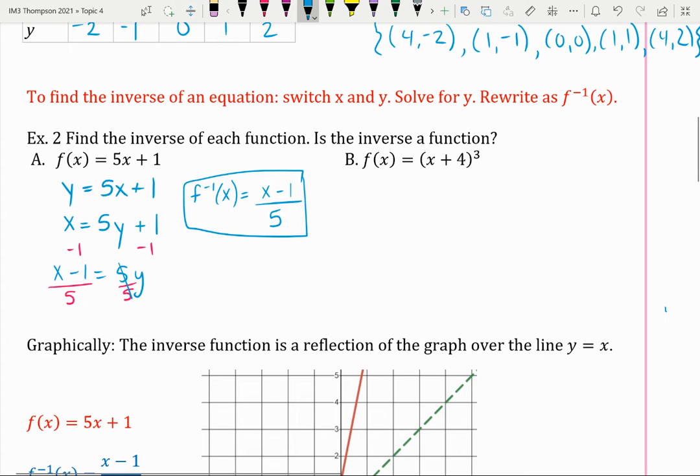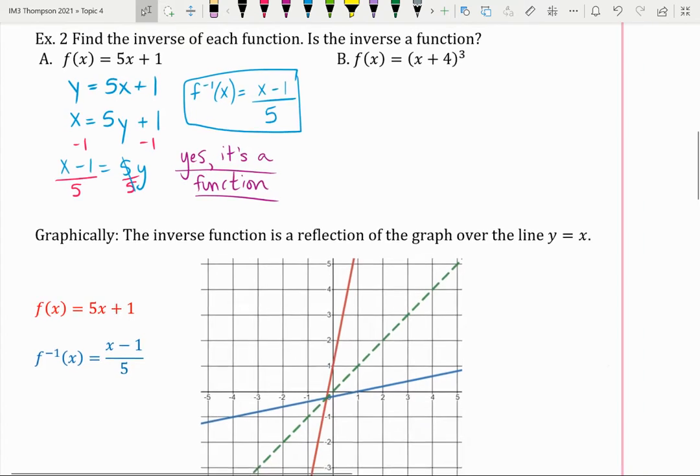Final question asks, is the inverse a function? And yes, it is. And we're going to look at a graph here as one of our ways to determine if it's a function. So I'm going to scroll down. I'll come back for example B.